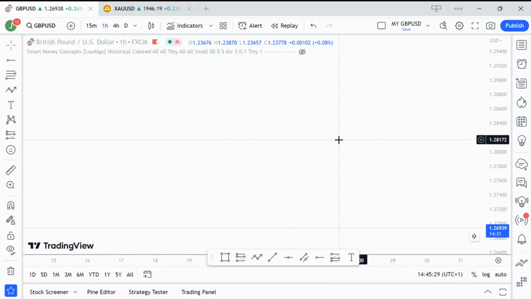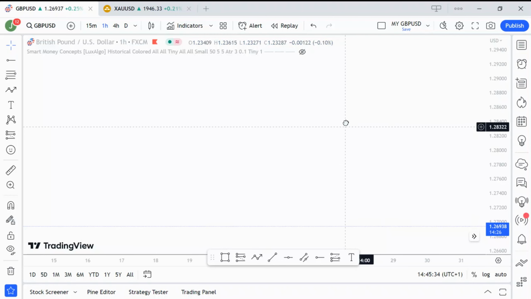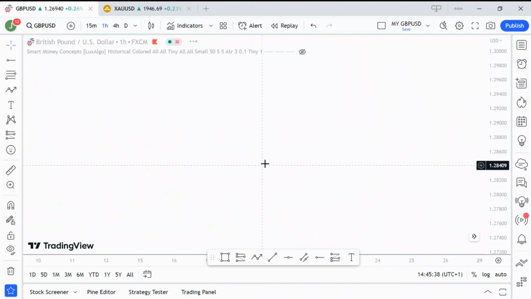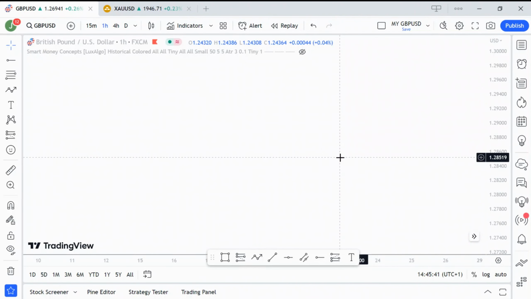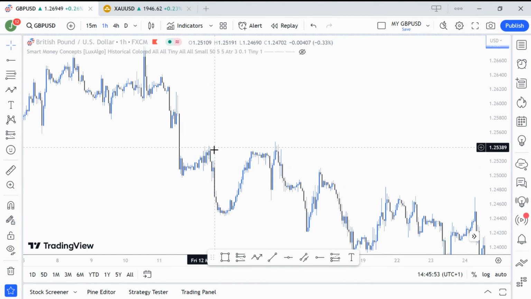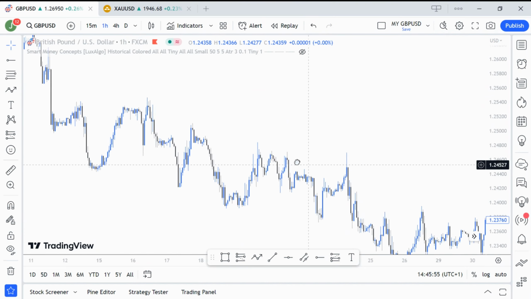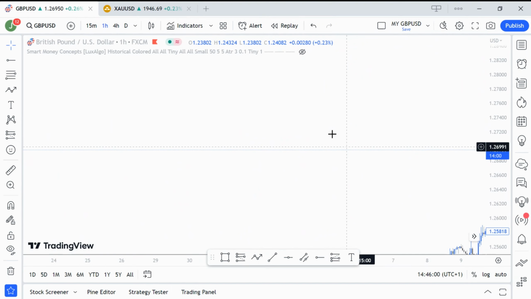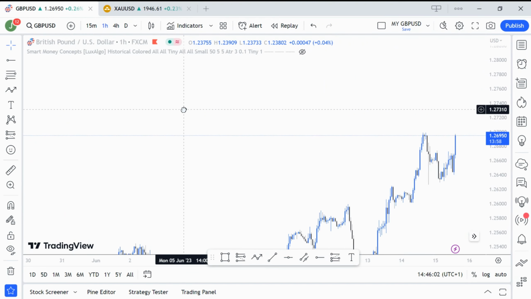In today's video, we are going to talk about market structure. We're going to talk about how the market behaves, how the market moves. So what is market structure? Market structure can be defined as the behavior of the market. Yes, how the market moves or how the market behaves. Market moves in a zigzag motion, going up and down, going up and down. It goes up, it comes down, it goes sideways. So we're going to talk about this movement.